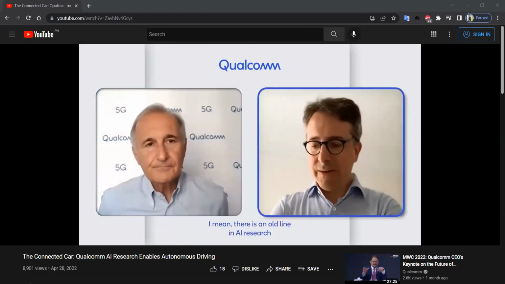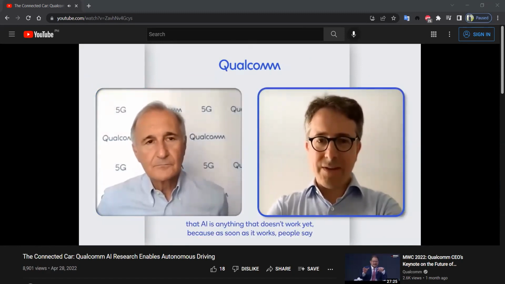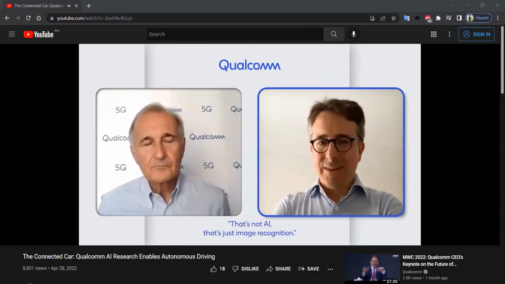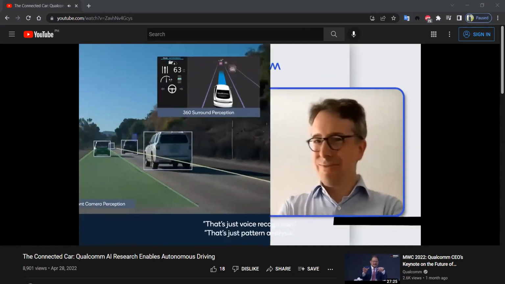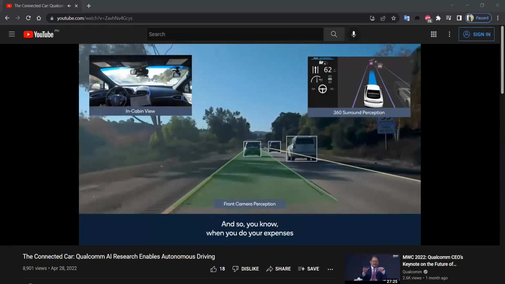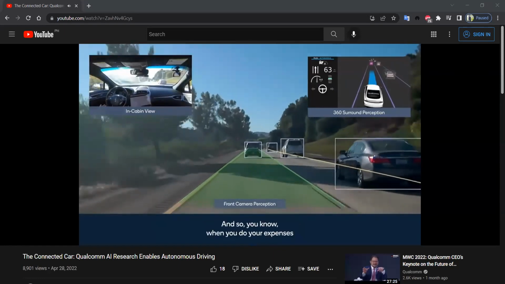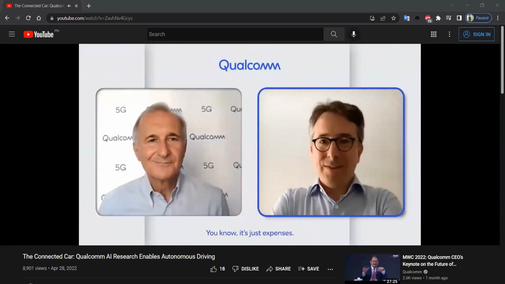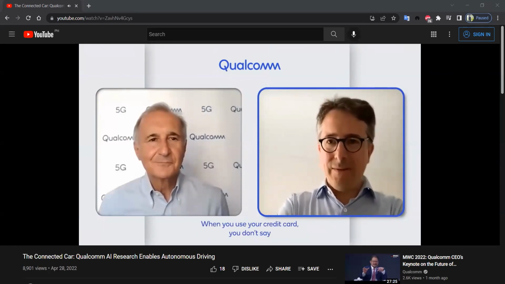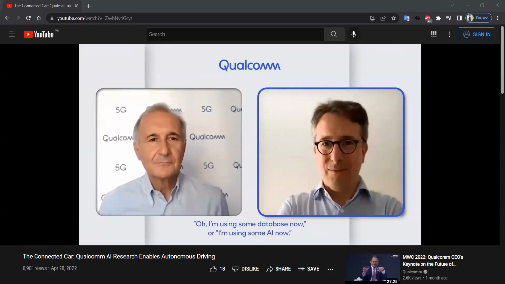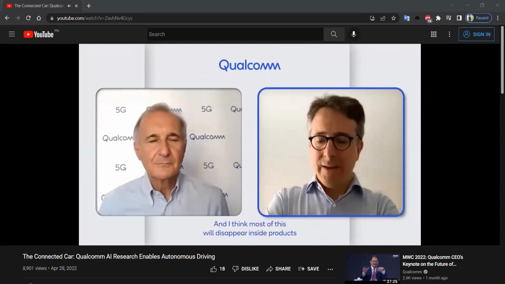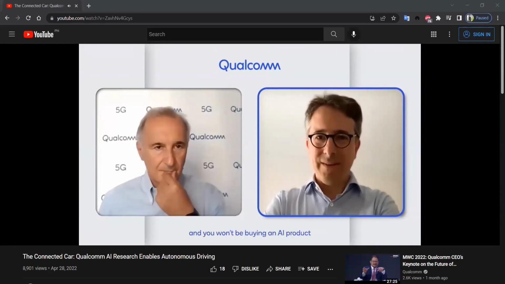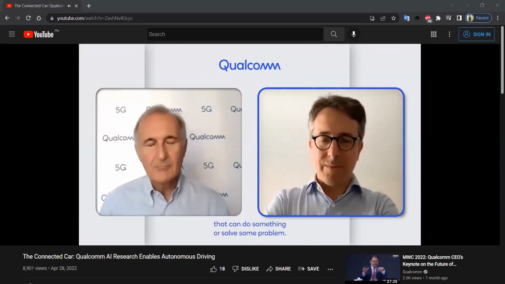Yeah, I agree with all of that. There is an old line in AI research that AI is anything that doesn't work yet, because as soon as it works, people say, oh, that's not AI, that's just a database, that's just image recognition, that's just voice recognition, that's just pattern analysis. When you do your expenses, you don't say, oh, I'm using some database now. It's just expenses. When you use your credit card, you don't say, oh, I'm using some database or some AI now. It's just a credit card. I think most of this will disappear inside products, and you won't be buying an AI product. You'll be buying a feature that can do something or solve some problem.